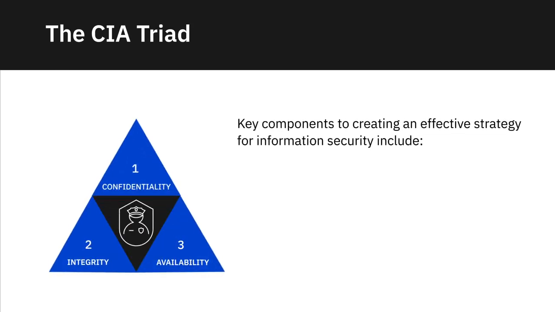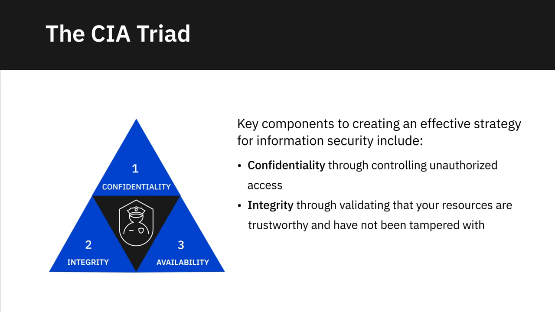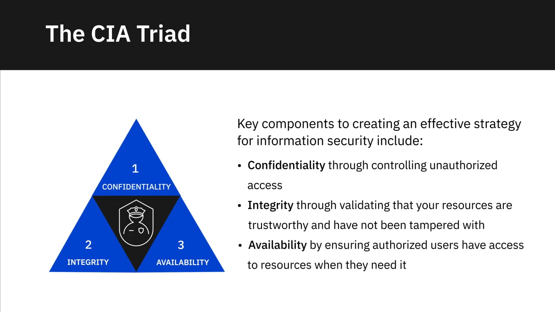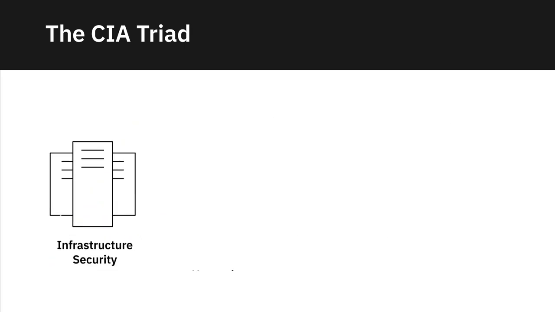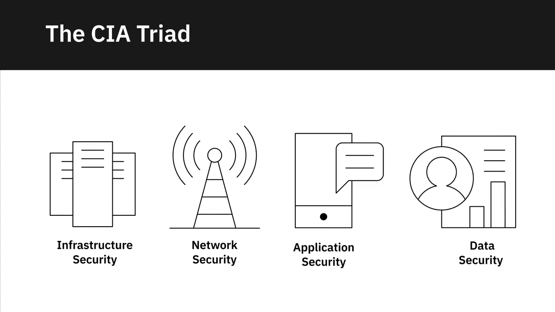Let us first look at the three key components to creating an effective strategy for information security in general. These are popularly referred to as the CIA triad. The C in this triad stands for confidentiality through controlling unauthorized access. I for integrity through validating that your resources are trustworthy and have not been tampered with. And A is for availability, by ensuring authorized users have access to resources when they need it. The CIA triad is applicable to all facets of security, be it infrastructure, network, application, or data security.